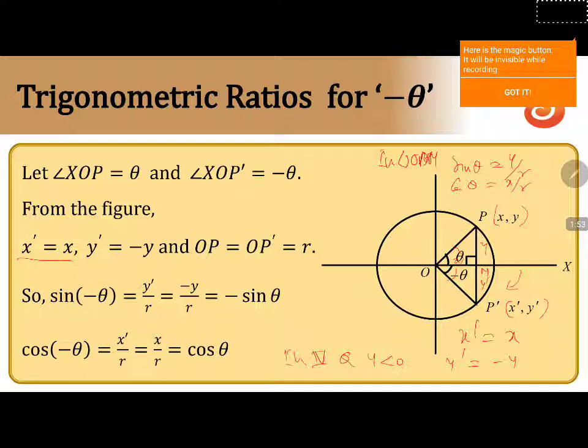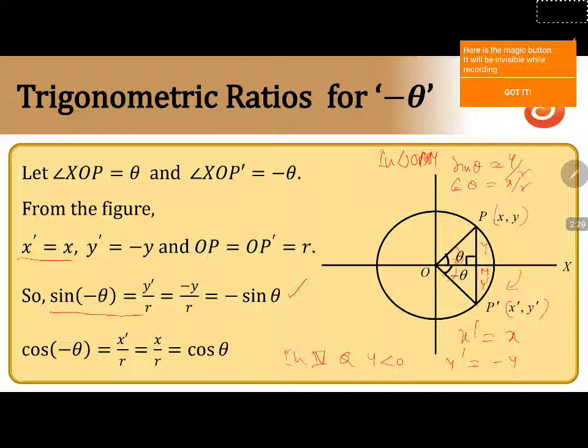Now, consider the triangle OPM dash. In this, sin minus theta will be y dash by r. So, angle is minus theta here, y dash by r, which is minus y by r. That gives us minus sin theta, because we already taken that sin theta is y by r.